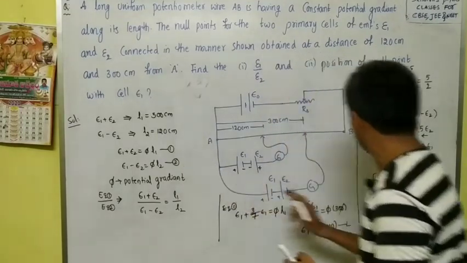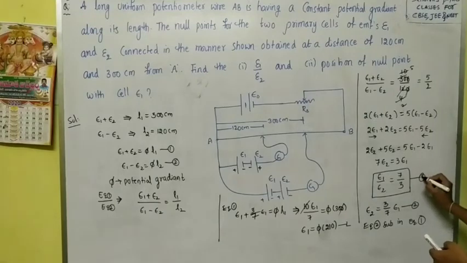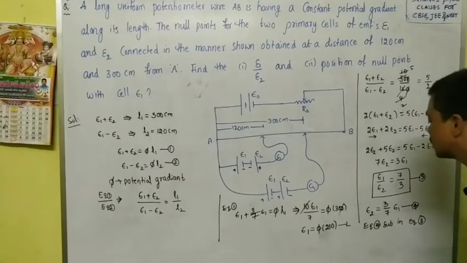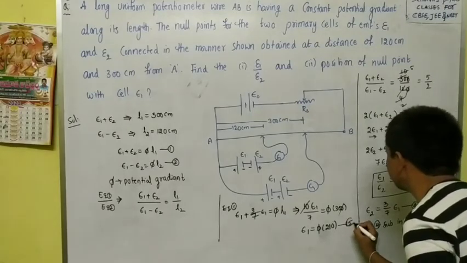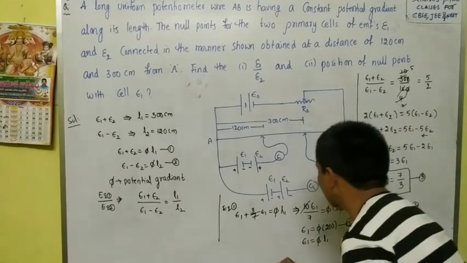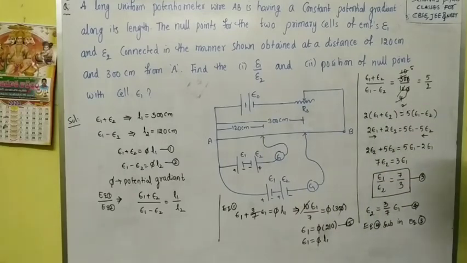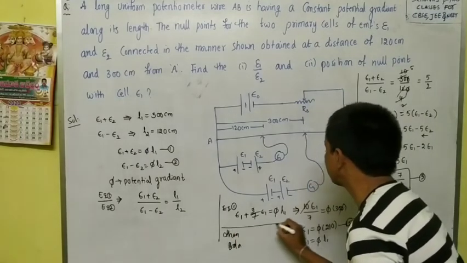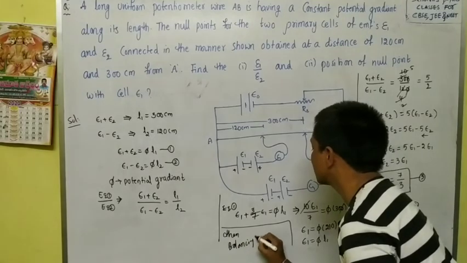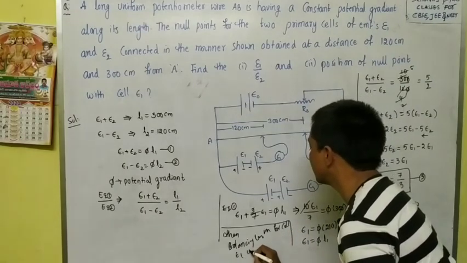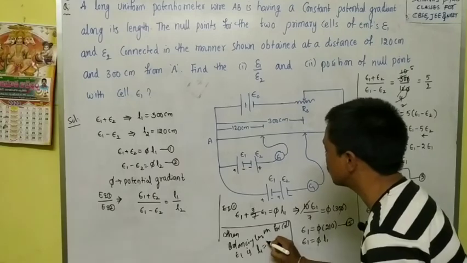This is 1, 2, and this we can consider as 3, and this we can consider as 4. Now equation 4 is substituted in equation 3. Then we will get equation 5. You can compare this with E1 equal to 5 L1, right? And the balancing length L1 we will get as 210 centimeters. So the balancing length for cell E1 is 210 centimeters.